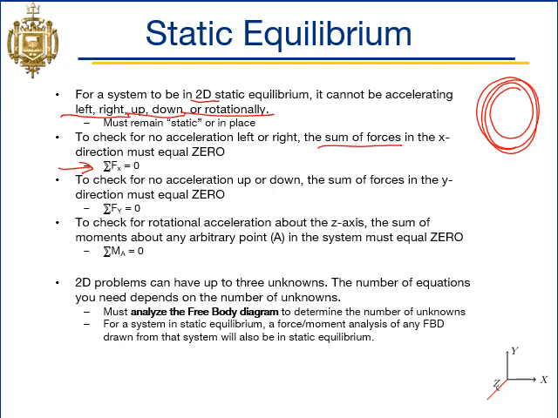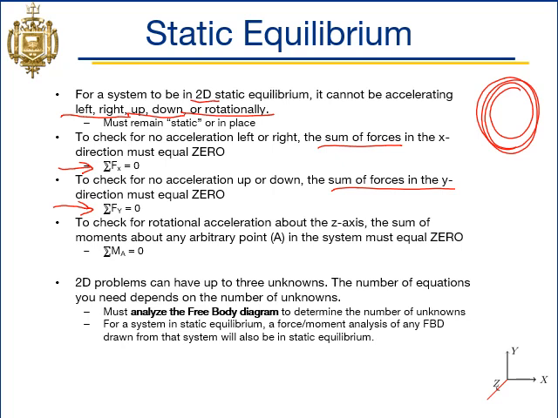Our second condition of static equilibrium is no acceleration up or down, and we do that by checking that the sum of forces in the y direction is also equal to 0. So we'll build this second equation: sum of forces in the y direction equal to 0.